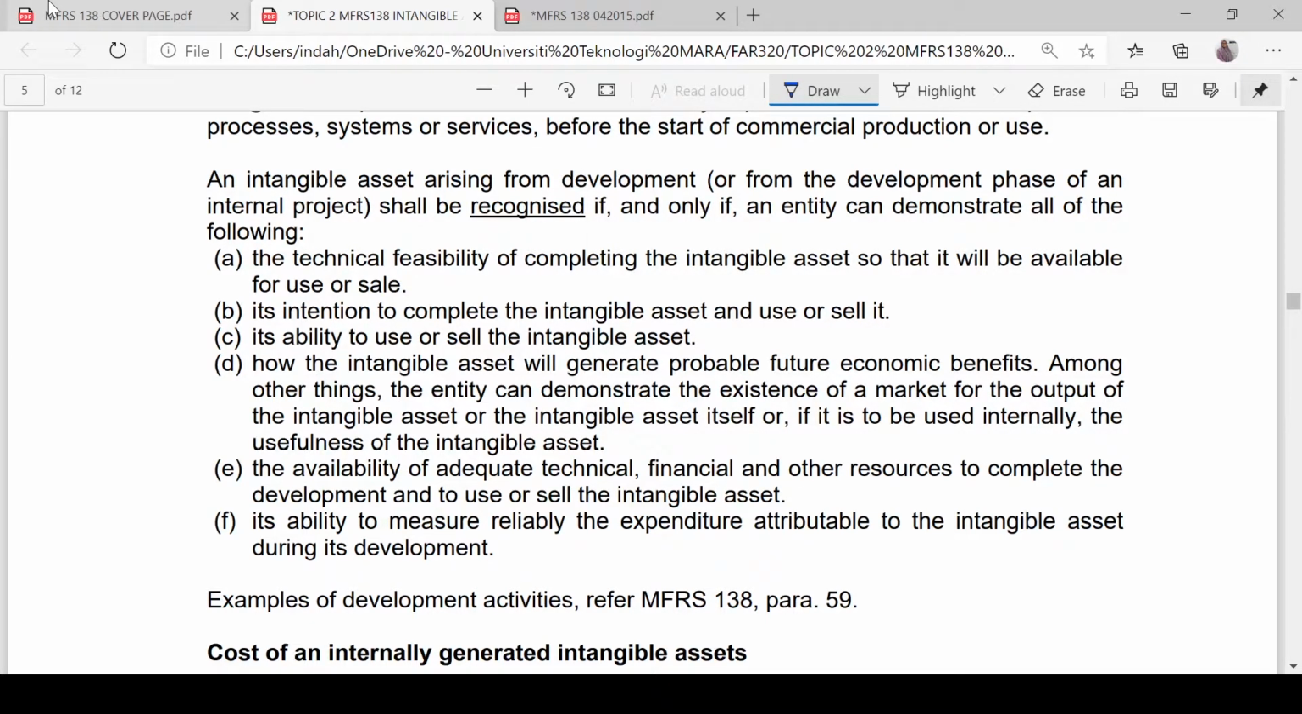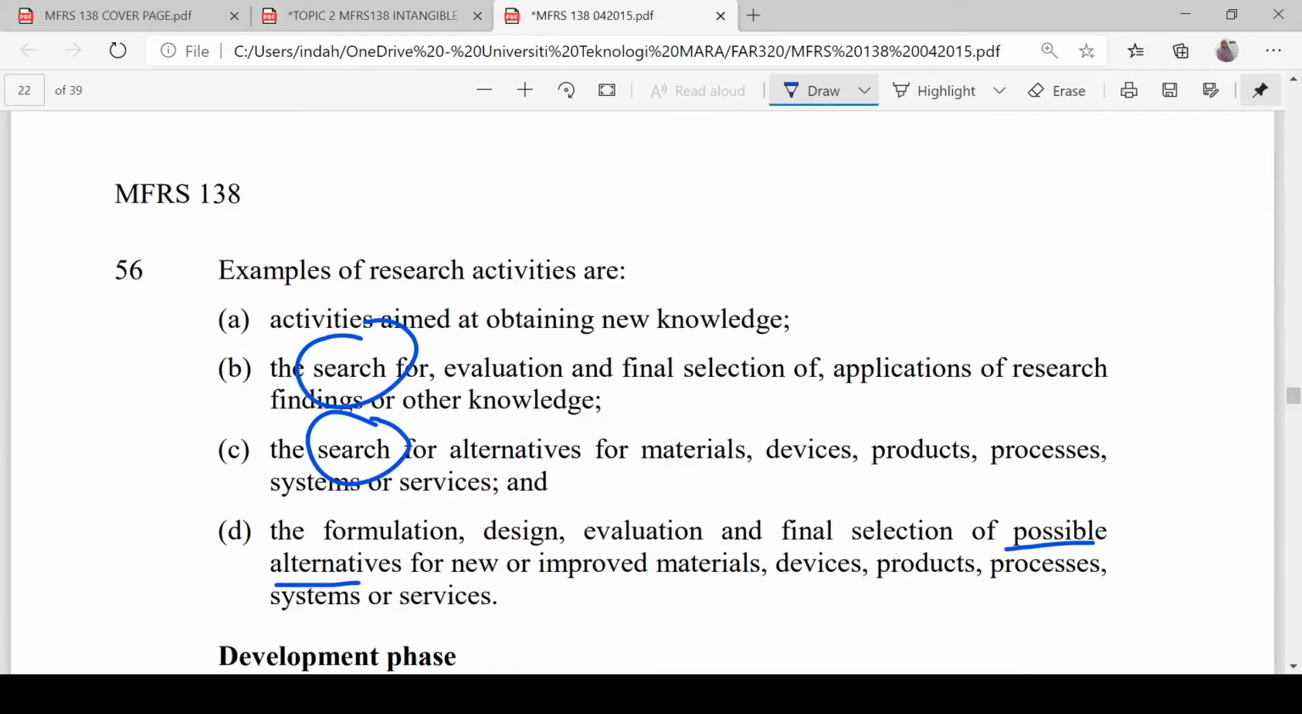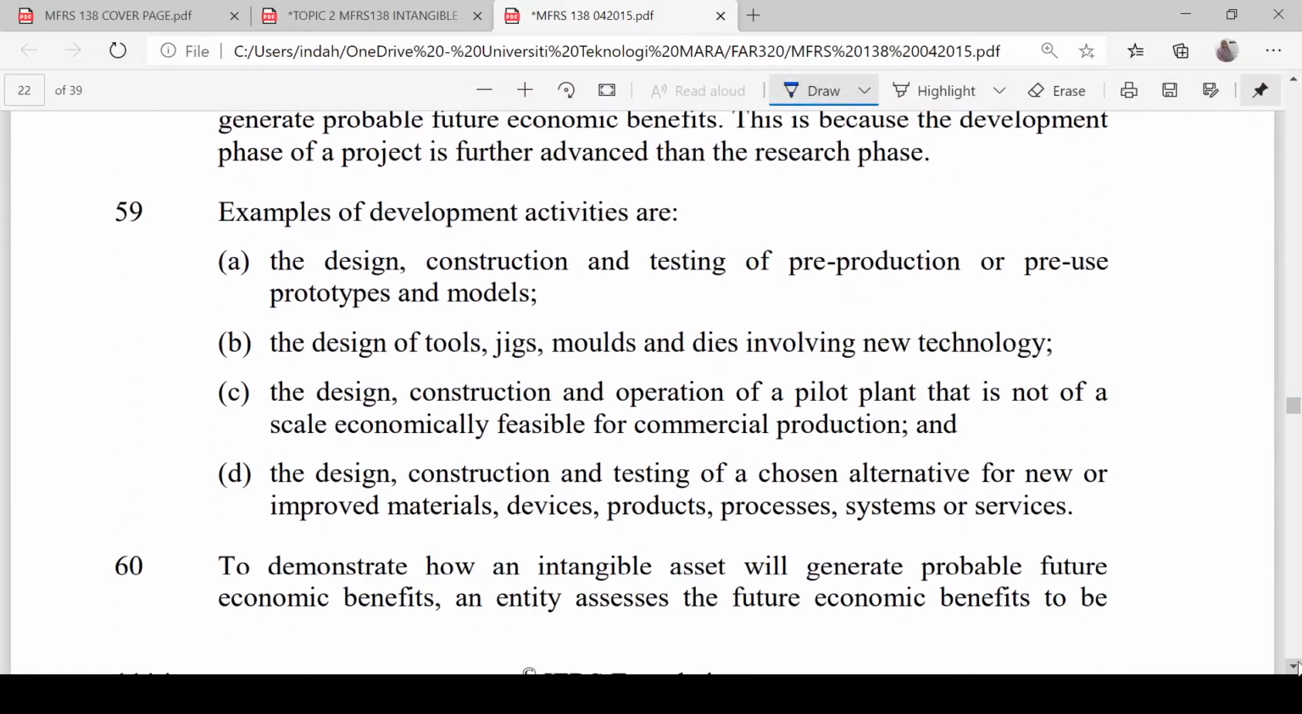Let's look at the examples of development activities by referring to paragraph 59. The examples are the design, construction, and testing of pre-production or pre-use prototypes and models, the design of tools, jigs, molds, and dies involving new technology, the design, construction, and operation of a pilot plant, and the design, construction, and testing of a chosen alternative for a new or improved material. Basically the keyword here is design, meaning that you have confirmed the process, the material, the tools that you want to use, of the process, of the service, of the system. So you design for pre-testing, pre-production. So these are the development activities. Any costs incurred for these development activities are to be capitalized as intangible asset.